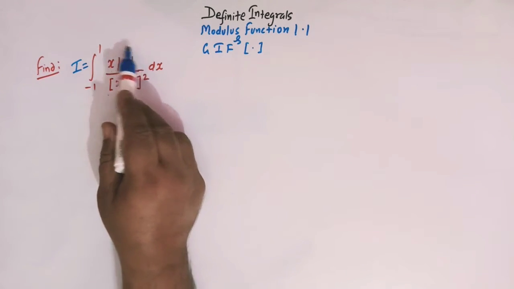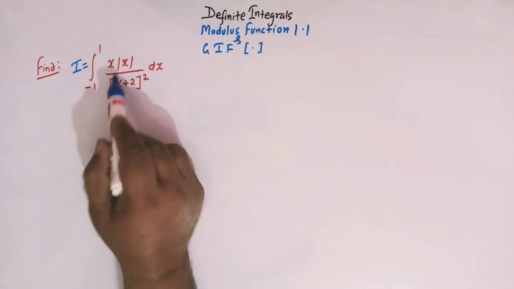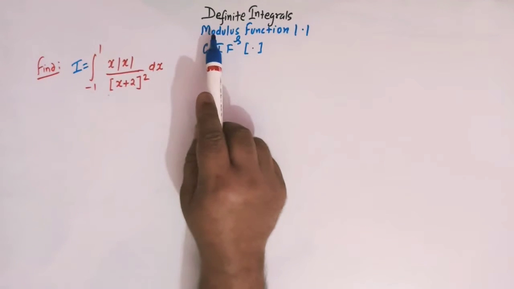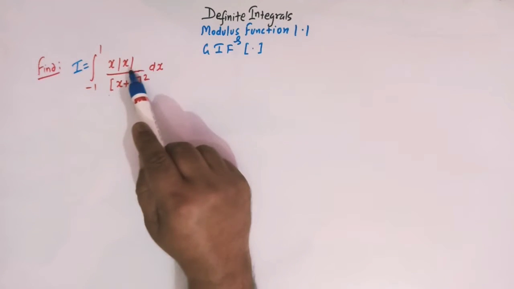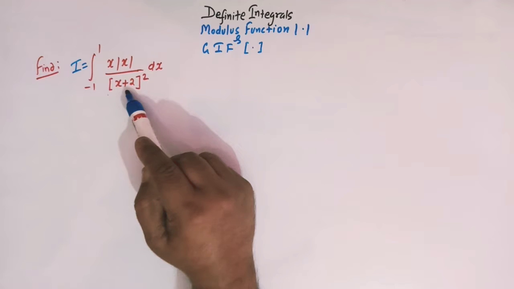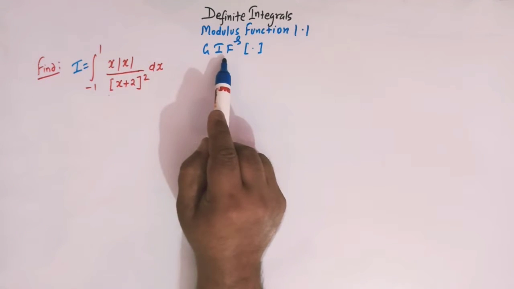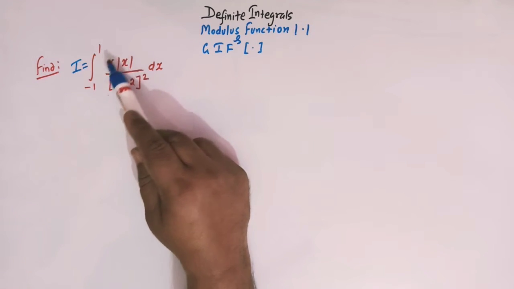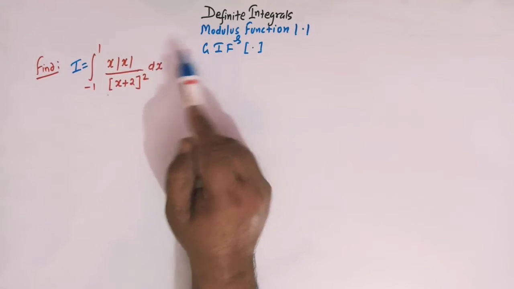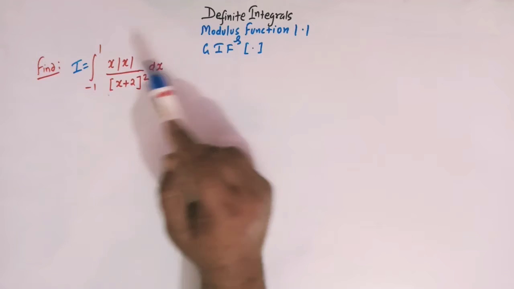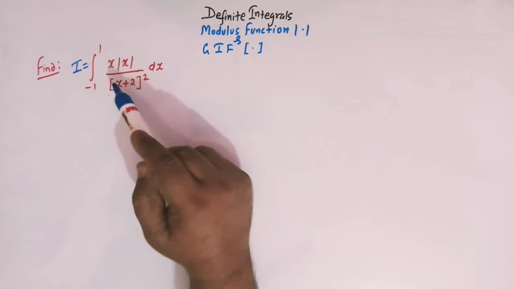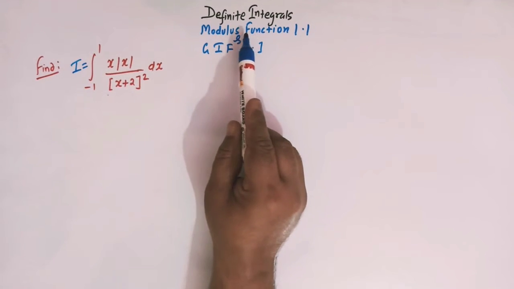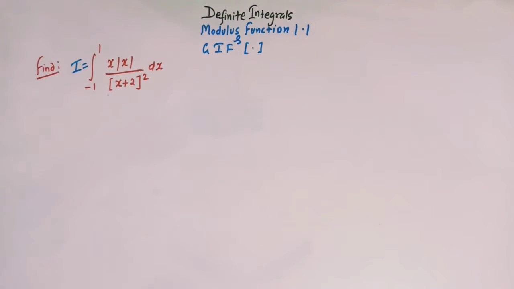So here if we look at this integral, we see that here two important functions are involved. The first one is the mod function, and the second one is the greatest integer function. So what we will do, we'll take these two functions one by one, and we'll try to simplify this integral by making use of the definition of these two functions.